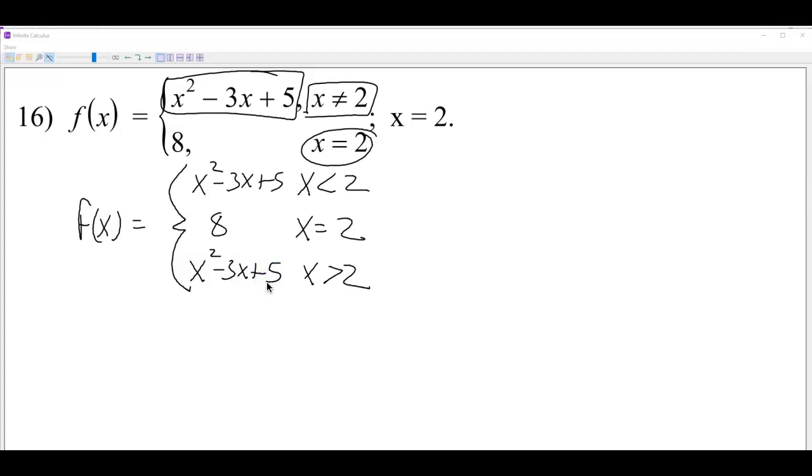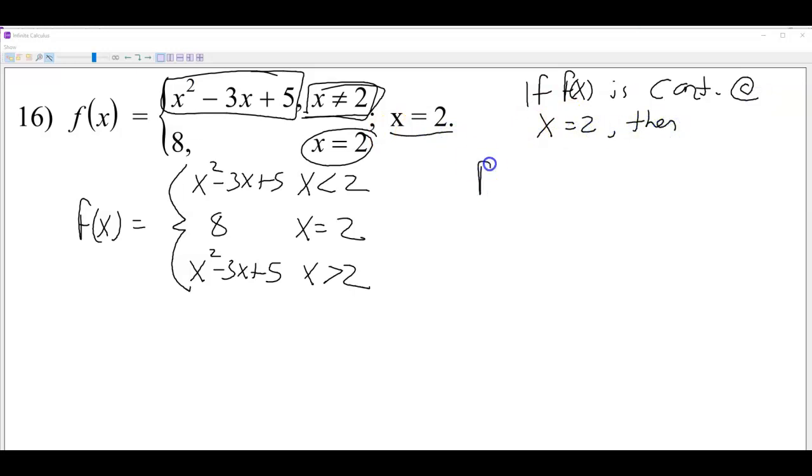Okay? So when you see these kinds that have a little don't equal to thing here, then that's how you're going to do it. You want to start by rewriting it. So if f of x is continuous at, this time we're doing x equals 2, then the following things would have to be true. F of 2 would have to be equal to the limit as x approaches 2 from the left, and as x approaches 2 from the right.